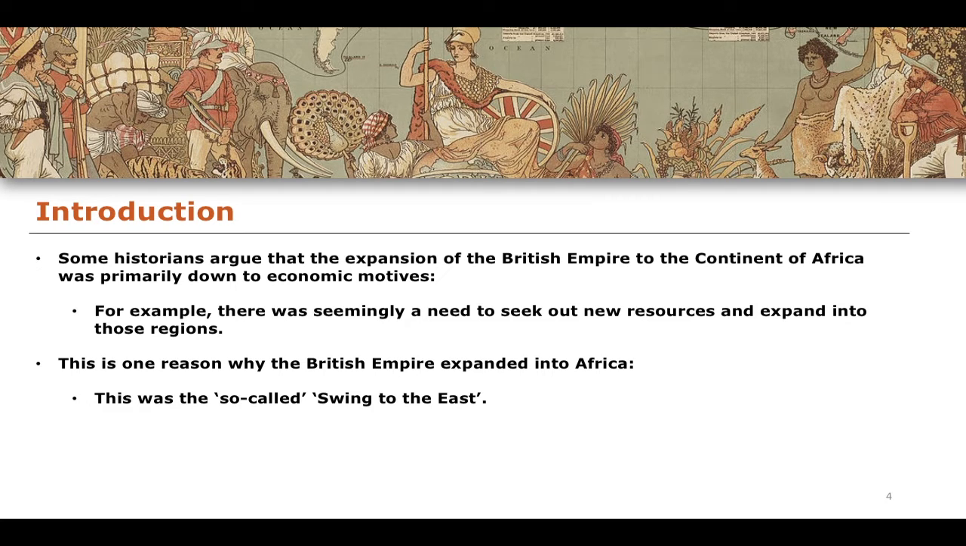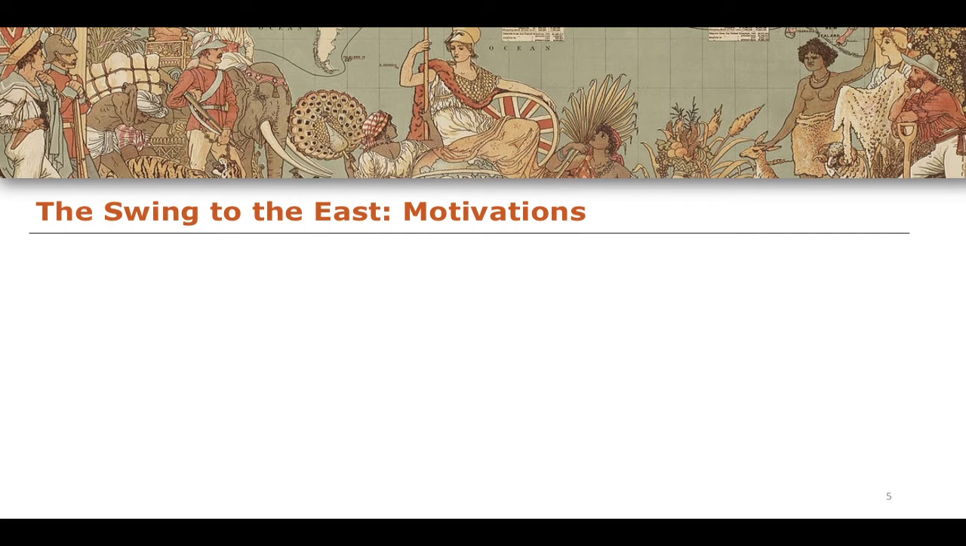So we describe the expansion of the British Empire into Africa as the so-called swing to the east. The reason why we call it the swing to the east is because historically the British Empire, while having ties and connections and influences in places like the Middle East and in places like Asia, was historically more focused and geared towards the New World, the establishment of colonies and colonization in the Americas. And so as a result of this, when we see a shift in the perspective away from the Americas to Africa, this is what we describe as a swing to the east.